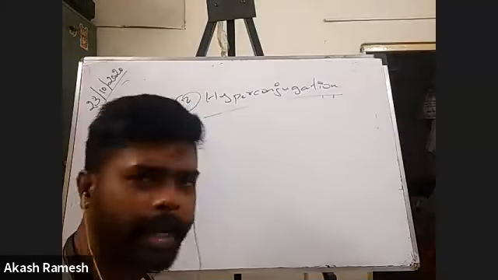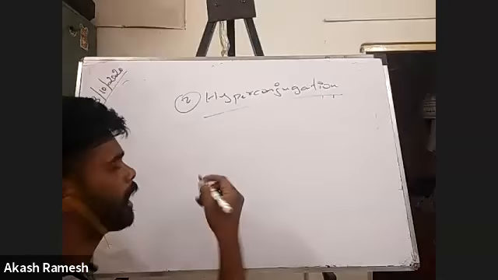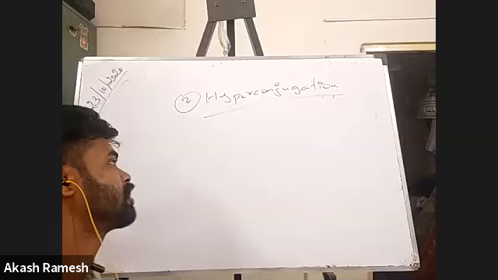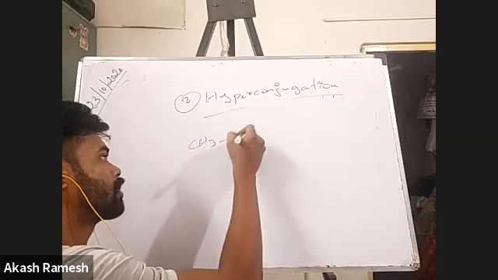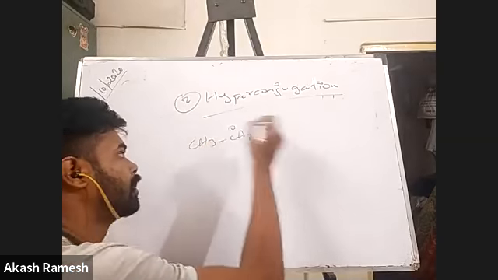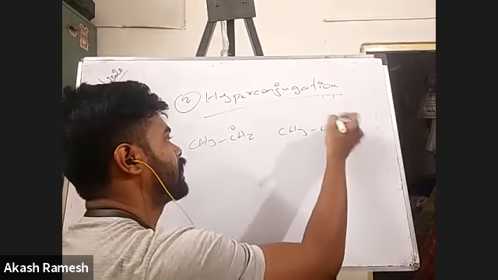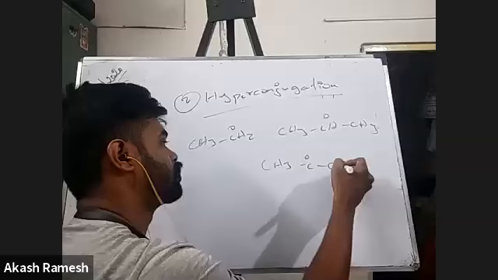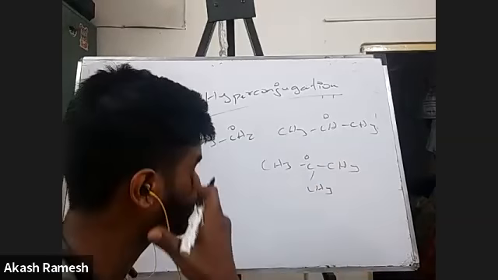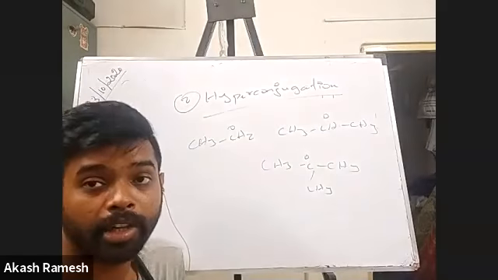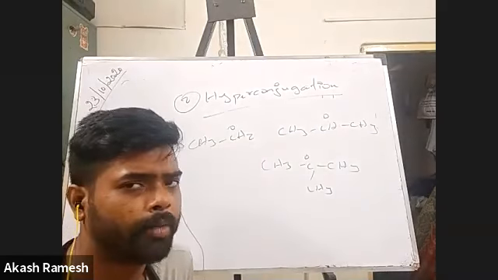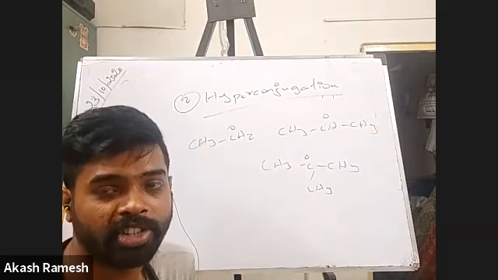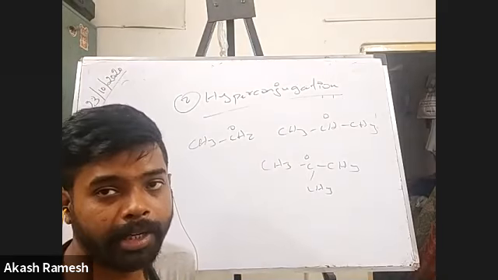Let me take a normal example. Say I have primary, secondary, and tertiary free radicals: CH3CH2 dot, CH3CH dot CH3, and CH3 C dot CH3 CH3. These are my primary, secondary, and tertiary free radicals. From the knowledge you have learned now from hyperconjugation, tell me which is more stable and which is less stable. What will be the order of stability?